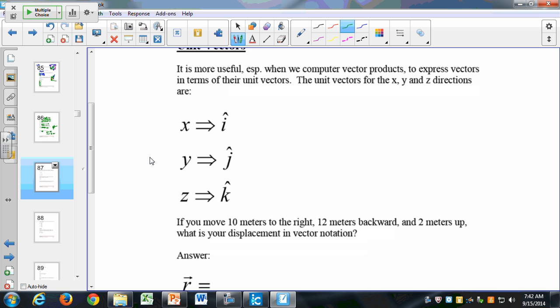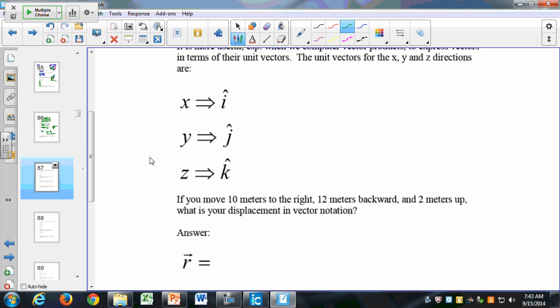A unit vector is simply a vector that denotes a direction in the x, y, or z direction. They have a magnitude equal to 1. So when I write them, they don't change the scalar quantity of the vector. They don't change the magnitude of the vector. They only give its direction. So you use these to write the x, the y, and the z components. For the x component, we use i. For the y component, we use j. And for the z component, we use k.